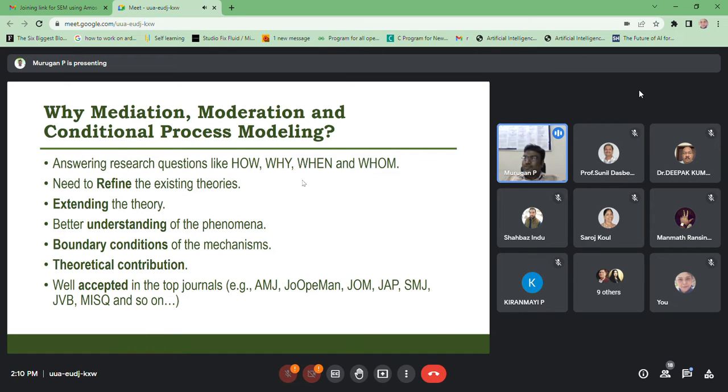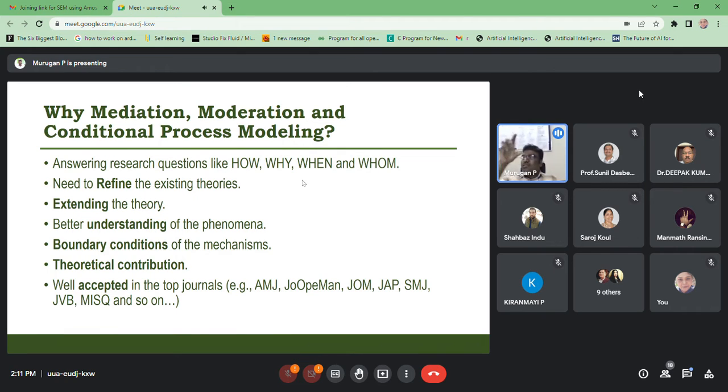I'll give you a rudimentary example to understand how and why types of questions are answered using mediation. For example, I have a set of relationships in my model where I'm trying to explore the relationship between X and Y. I'm also trying to understand something more about the micro causal mechanism happening between X and Y through some other third variable called a mediator. So here I'm trying to understand how X is related to Y through another variable called a mediator that is sitting in between X and Y. That is nothing but mediation.